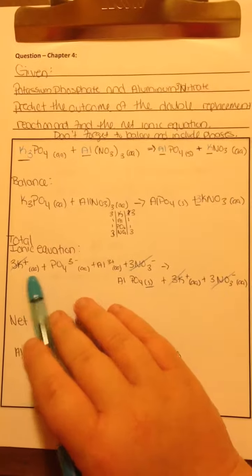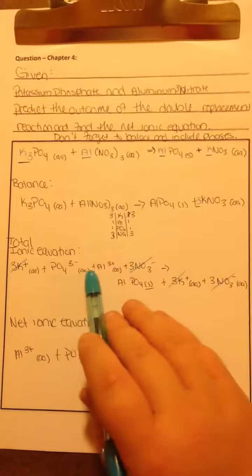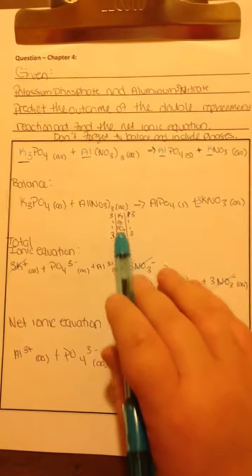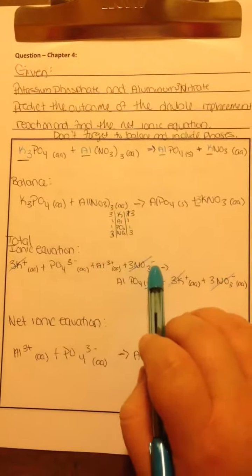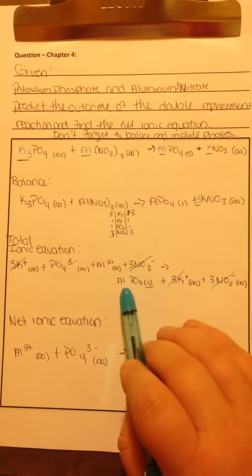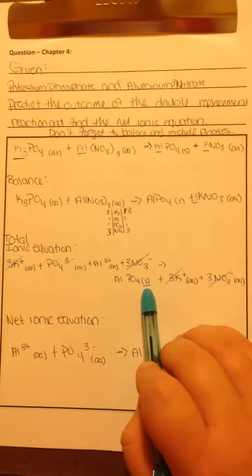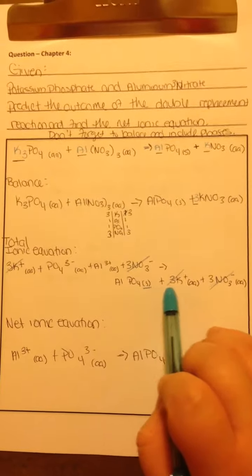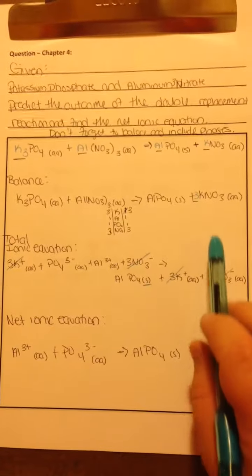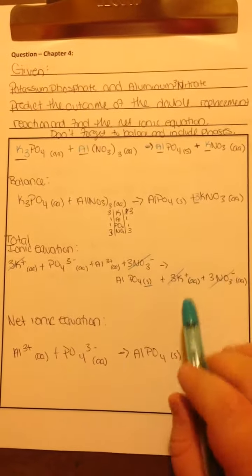So now we've got potassium plus phosphate plus aluminum plus nitrate. And don't forget, the subscripts such as this 3 will come to the front of your ion. This will then yield aluminum phosphate, which again is a solid, so it will not be broken down, plus potassium and nitrate. And once again, this 3 comes to the front because it was a subscript.